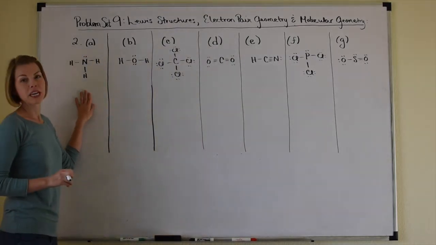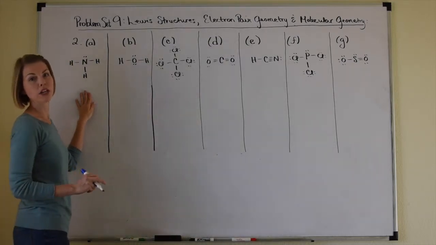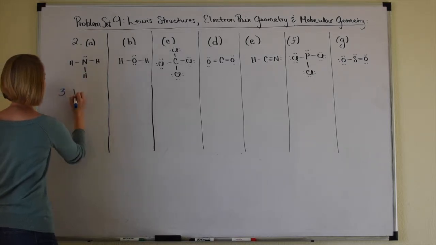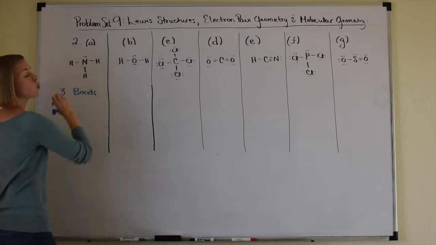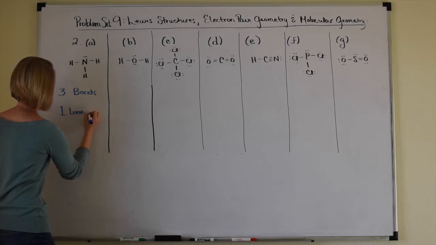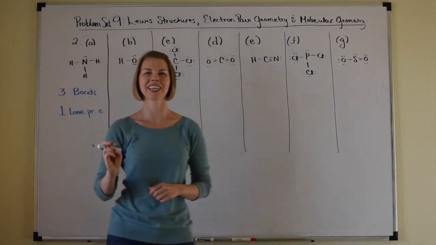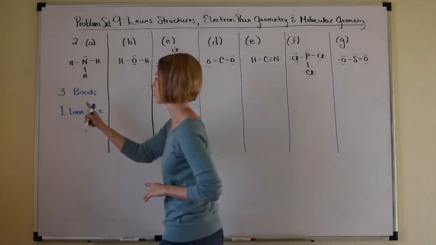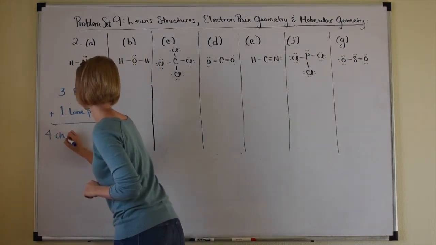So A is ammonia. We can see that in our Lewis structure for ammonia, we have 3 bonds, and 1 lone pair of electrons. So we've got a total of 4 charge clouds, 3 plus 1, total of 4 charge clouds.